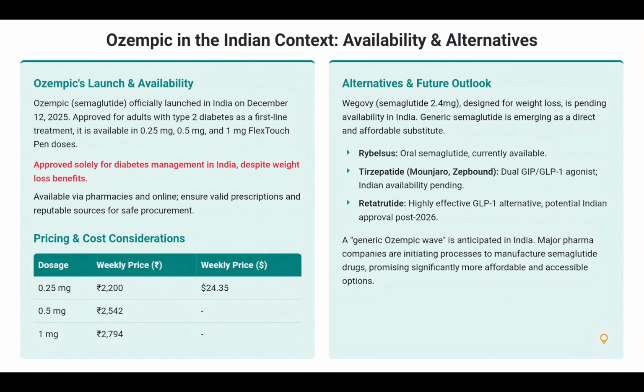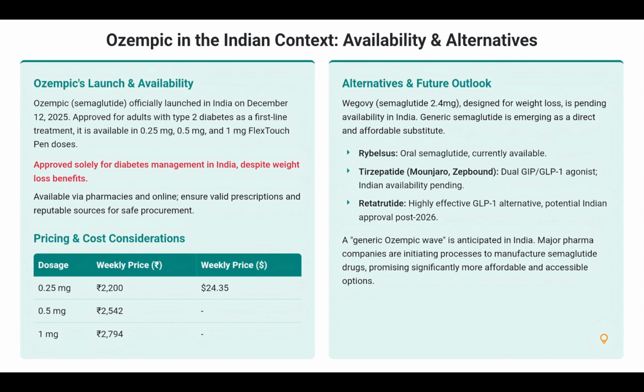Now let us bring this discussion closer to home, the Indian clinical context. Ozempic's launch and availability in India. Ozempic officially launched in India on December 12, 2025, making it a very recent addition to our pharmacopoeia. It has been approved by the CDSCO for adults with type 2 diabetes as first-line or add-on treatment. It is available in the 0.25 mg, 0.5 mg and 1 mg FlexTouch pen doses.